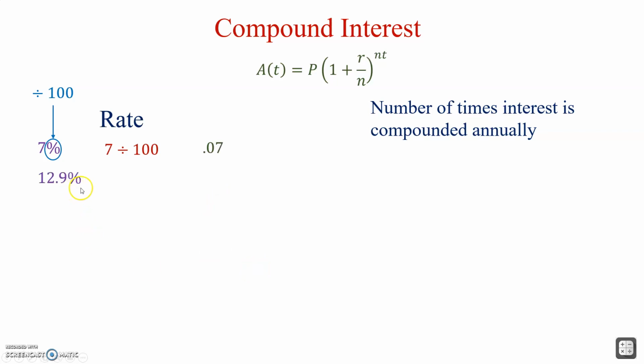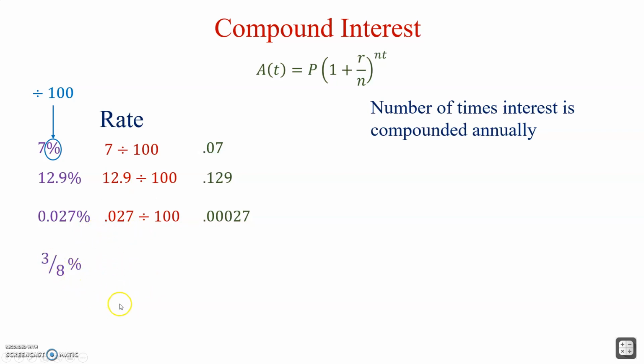Different one, 12.9%. Again, that means 12.9 divided by 100, 0.129. One more, 0.027% means 0.027 divided by 100. We get 0.00027. If we look back, it looks as if all we're doing is moving that decimal 2 places to the left. The only problem with this is that sometimes we don't get decimals.